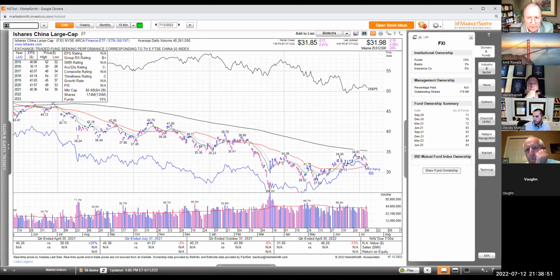But 2 days ago, China had a problem with Tencent and Alibaba, and they penalized them. They fined them for having too large of a market share in their businesses.